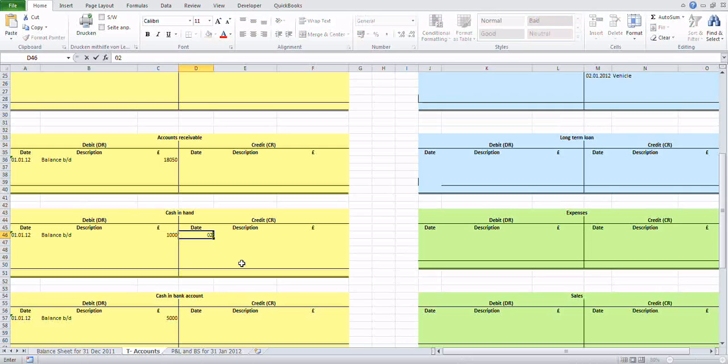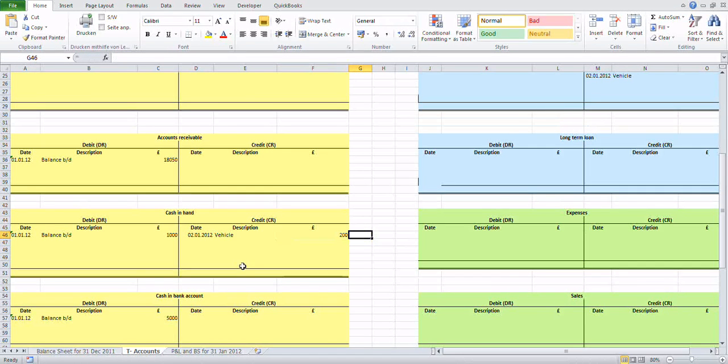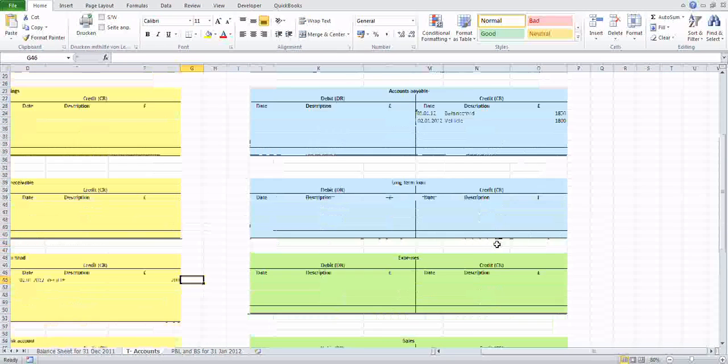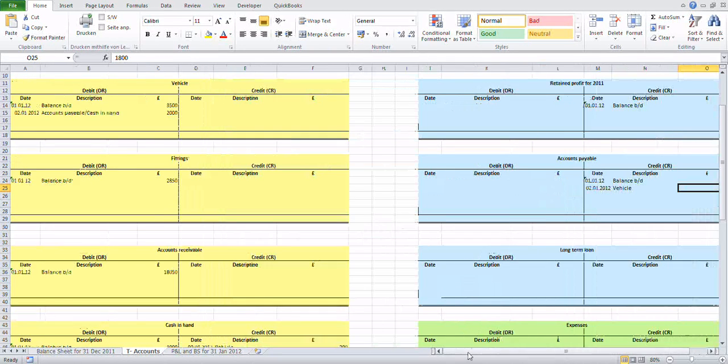It's on the credit side. Which are £200. Because we're paying in cash. And the remaining 1,800 on the credit side of the accounts payable. So well done. That was the first transaction.